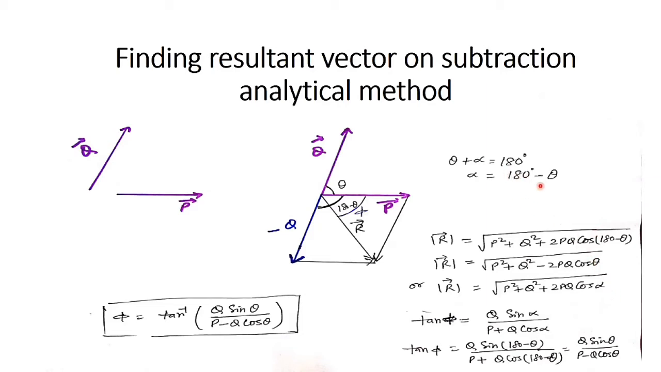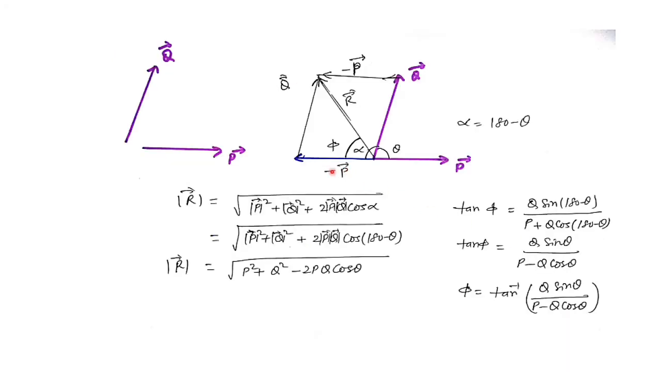and I can find the magnitude and direction when I am doing the subtraction of two vectors. Now, if I want to take q minus p in place of p minus q, this is the direction of p vector, this is q vector. Now I will not take the negative of q, rather I will take the negative of p vector, because I want to find q minus p.